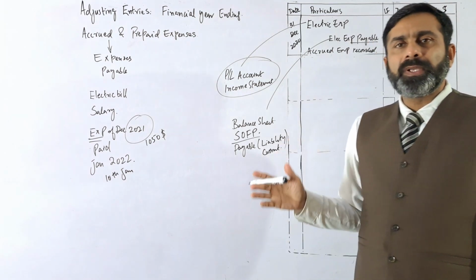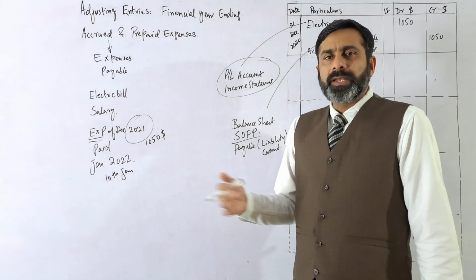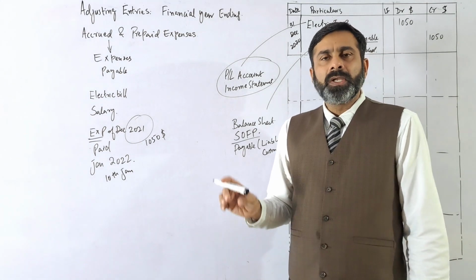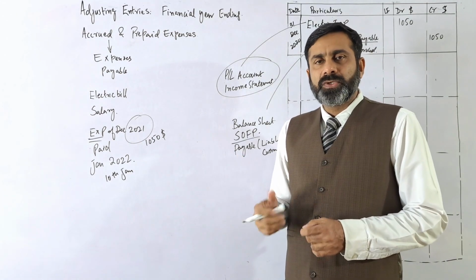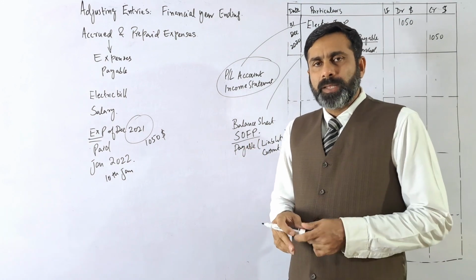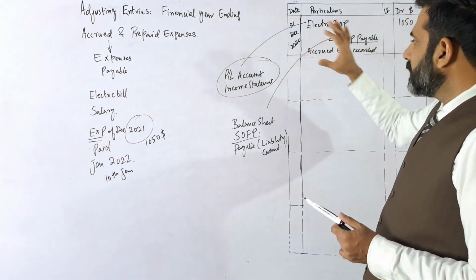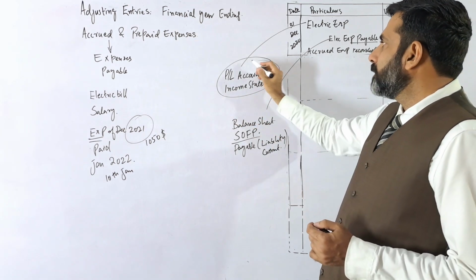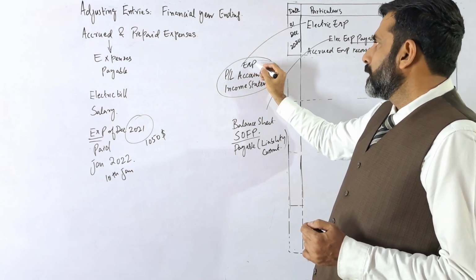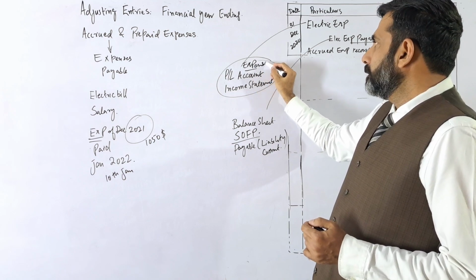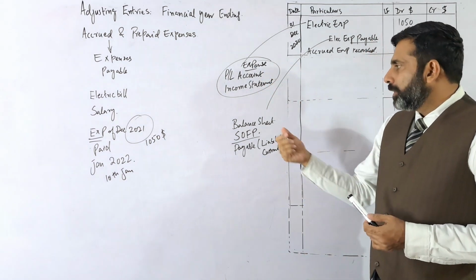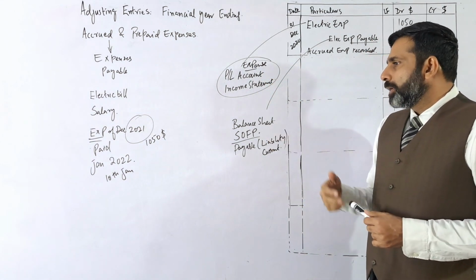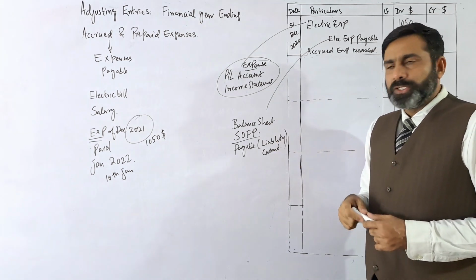Why current liability? Because you have to pay it within 10, 15, 20 days in the next month. So it is a current liability of the business. So it will be recorded as the current liability. So this adjusting entry has two effects. First effect in the profit and loss account or the income statement as an expense. Okay. And the second effect on the balance sheet or statement of financial position.